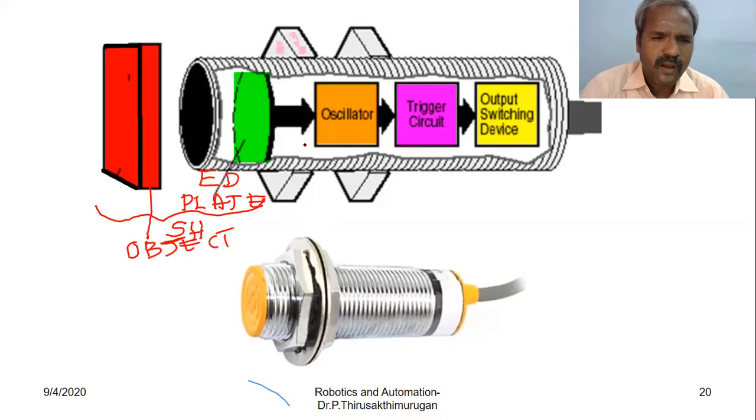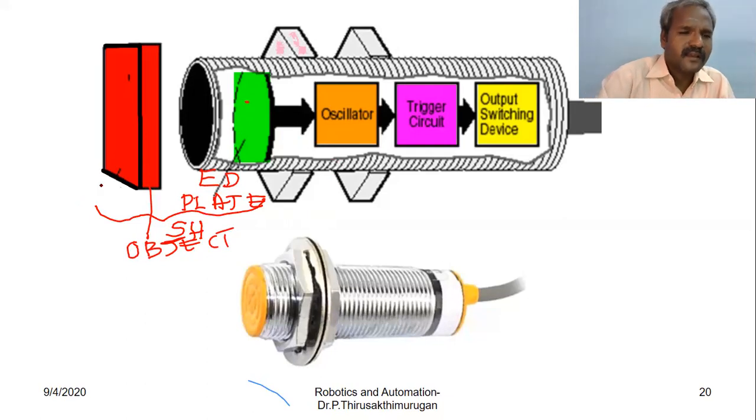Say this is called one plate, one electrode. Because a capacitor has two plates, no? A capacitor has two plates. So this object acts as one plate, and this object as another plate. Okay, this is connected to our oscillator circuitry.